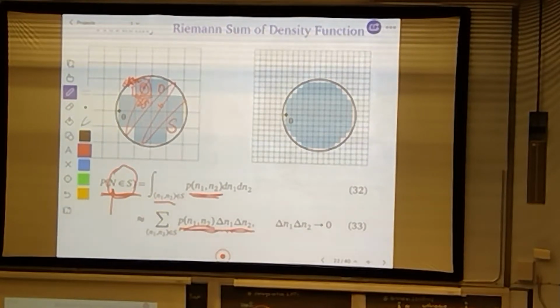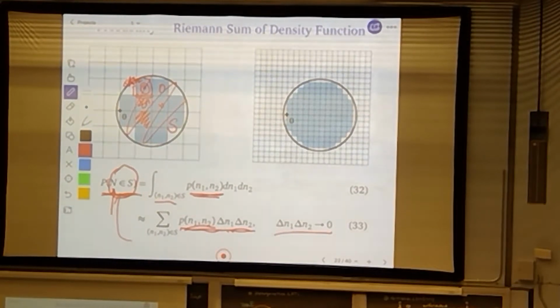The probability over this disk is the sum over each grid cell. I assume it takes the center value, and then I multiply this by this area. I add them together. It should approach this value when the grid becomes finer and finer. That's just a very simple differential concept.